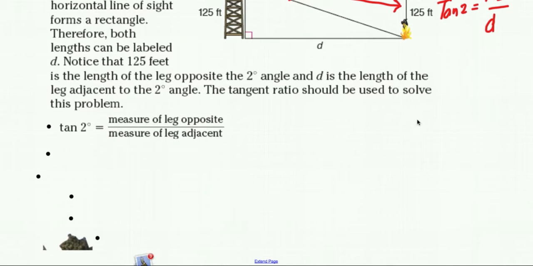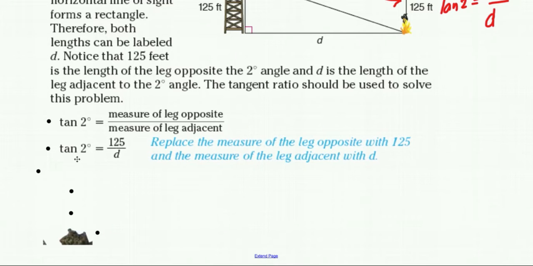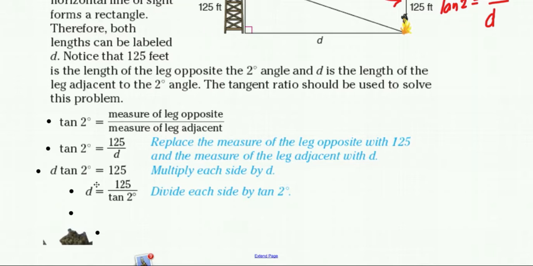So tangent 2 degrees is the measure of the leg opposite over the measure of the leg adjacent. You now have tangent 2 degrees equals 125 over D. We're simply substituting the values for that one. To be able to solve for D, we multiply both sides by D first. And that's the reason why you have D times tangent 2 degrees equals 125. And another step to solve for D is to divide both sides by tangent 2 degrees.